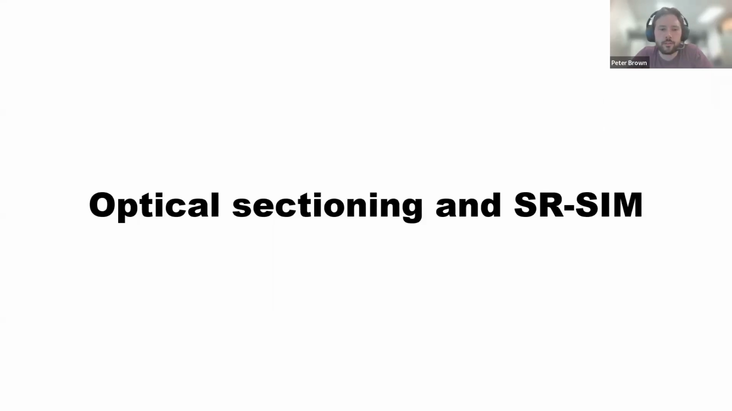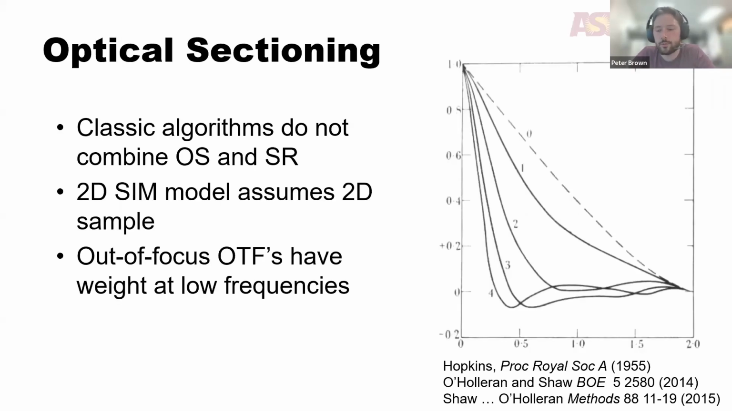In this next section, we'll discuss optical sectioning combined with SRSIM. Optical sectioning, in spite of SIM's close relationship to this technique and roots in this area, is typically not realized in the super resolution reconstruction algorithm, at least not in the Wiener filter one that we've just discussed. However, there are some easy ways to add optical sectioning, which can really improve the quality of your 2D SIM images.